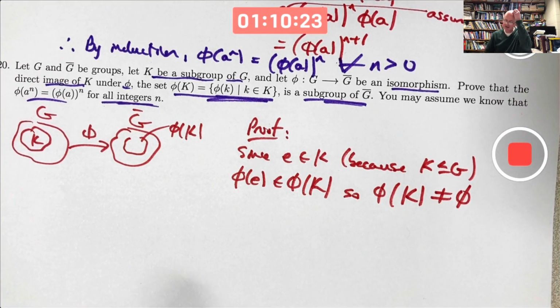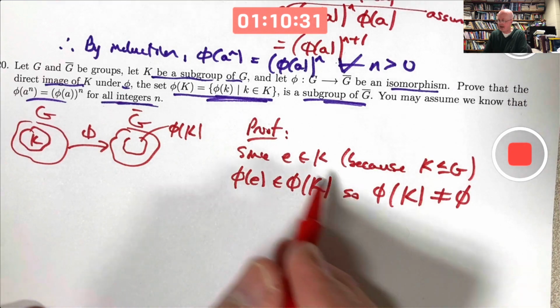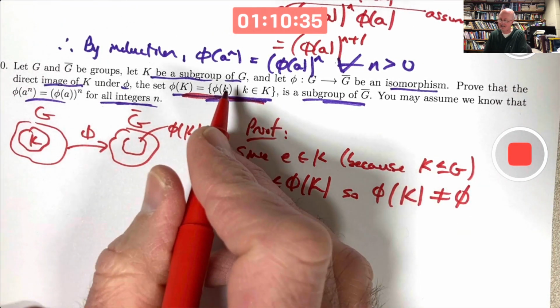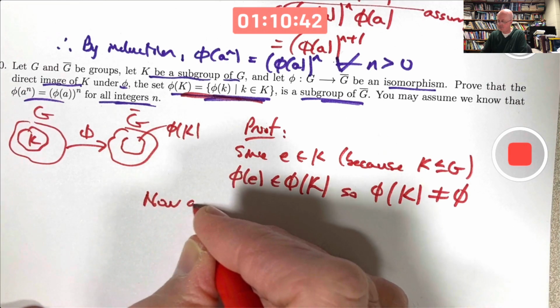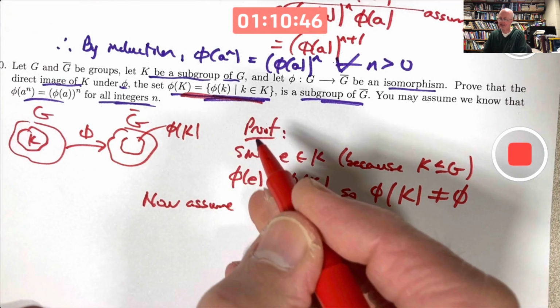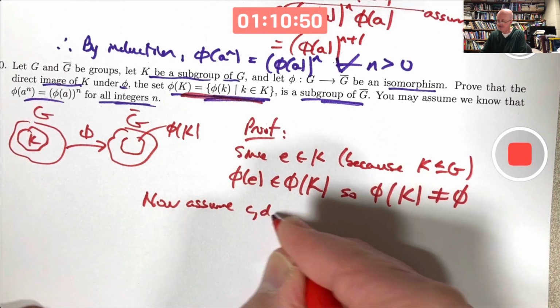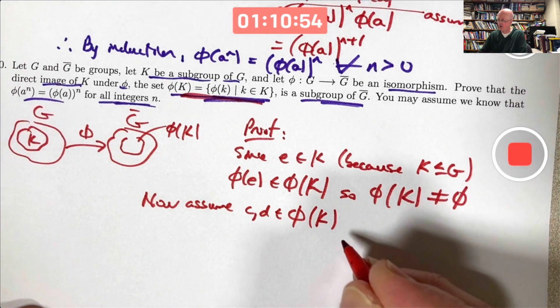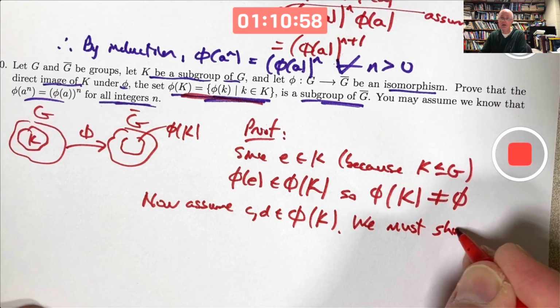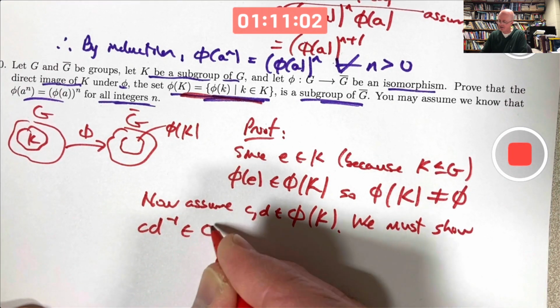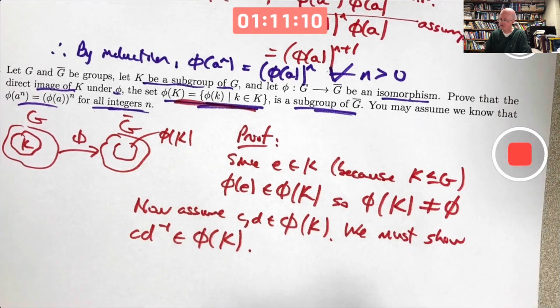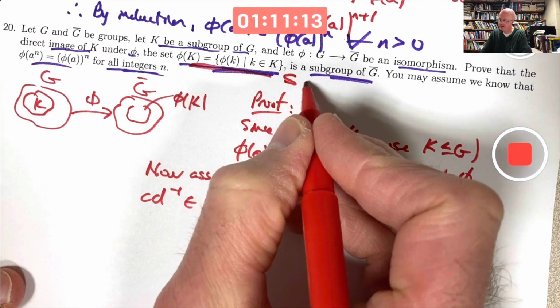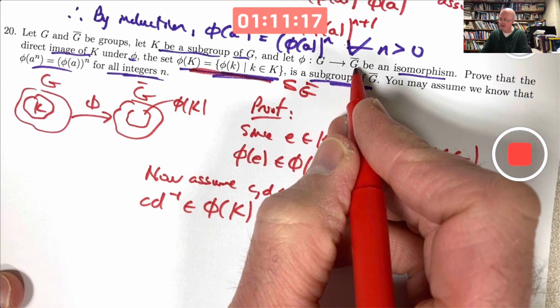And realize when I say phi of K, I'm not literally plugging K into phi, because K is a set and not an element of G. I go ahead and say phi of K, but it means this: the set of all possible outputs as little k ranges over capital K. One-step subgroup test. Now assume you've got two elements in this direct image phi of K. Call them, say, C and D. We must show CD inverse is in the direct image. And then we can say by the one-step subgroup test that this direct image is a subgroup of G bar. It is certainly a subset of G bar, because its elements are phi of K, and phi of K elements are in G bar.